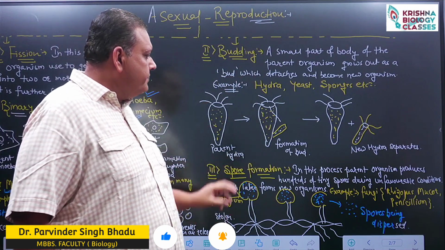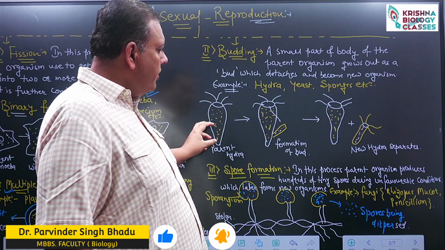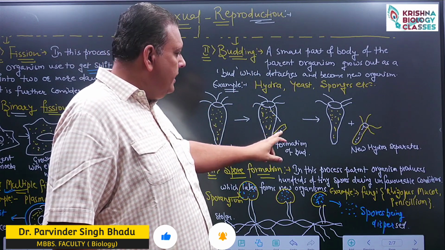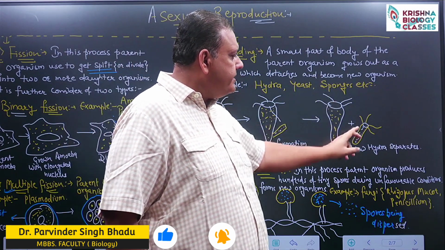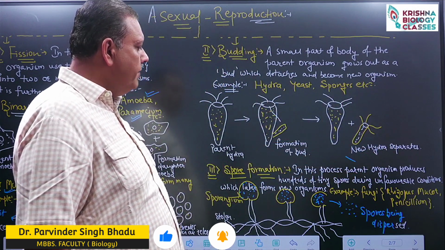The second mode is budding. In budding, an outward growth is formed on the parent organism, which is named as bud, and this bud gets detached and forms an entire new organism. This process is known as budding.